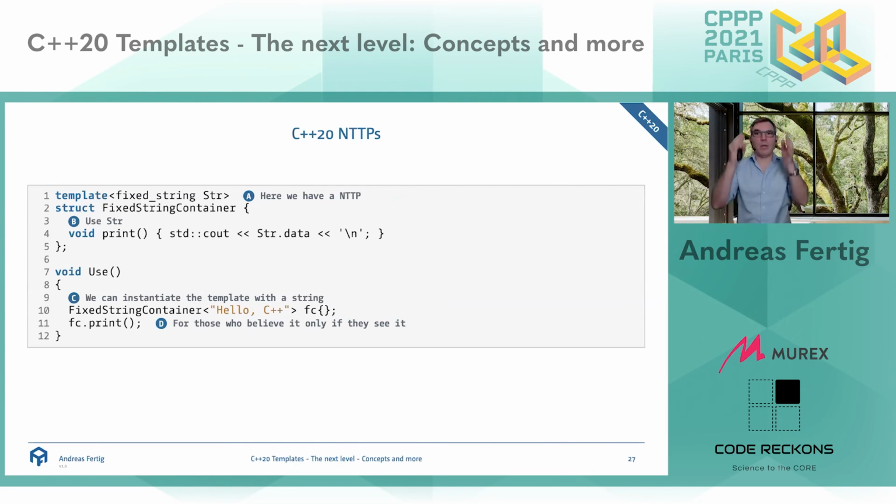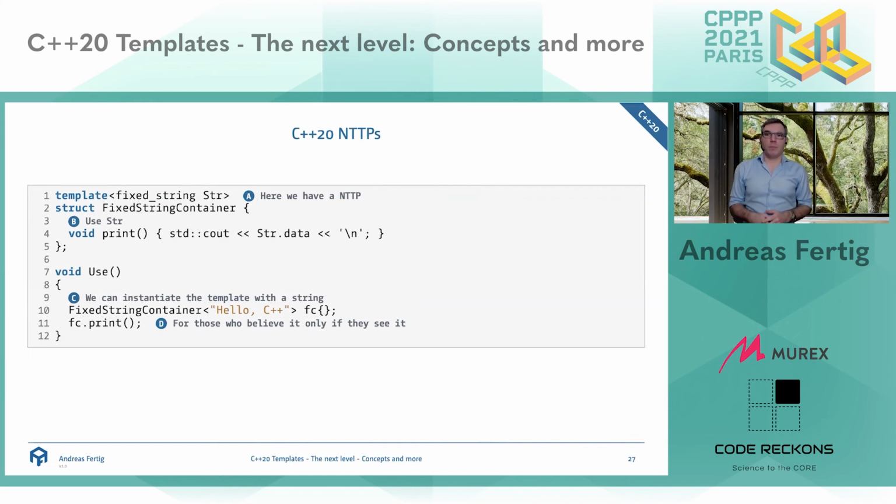Because we are really passing this string to our fixed string container, and we don't have to use any static helpers or things like that. Then in line number 11, I can call fc.print, and I will see printed out the string "hello, C++". So this is a really interesting improvement, which will help us to explore new ways to formulate generic code in C++20.